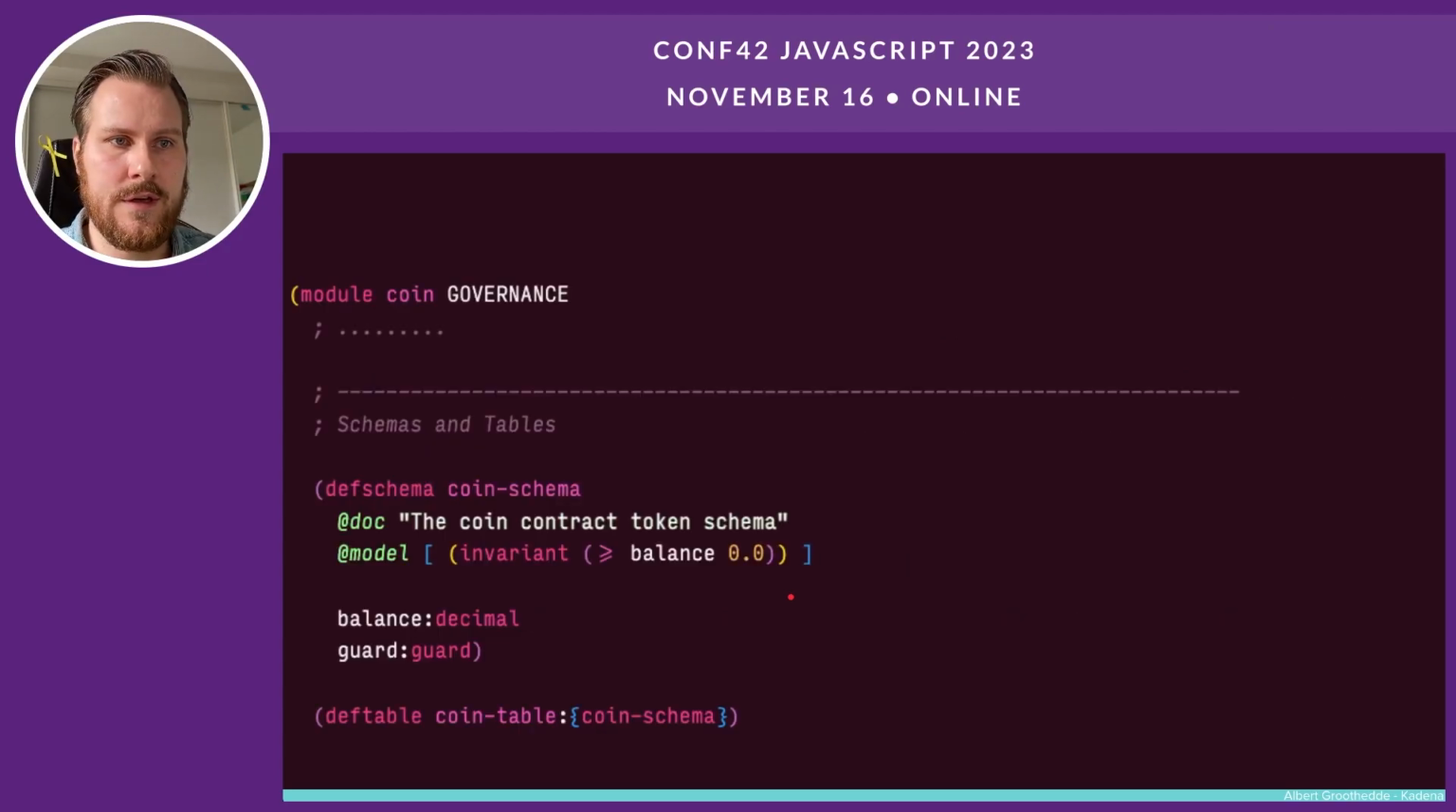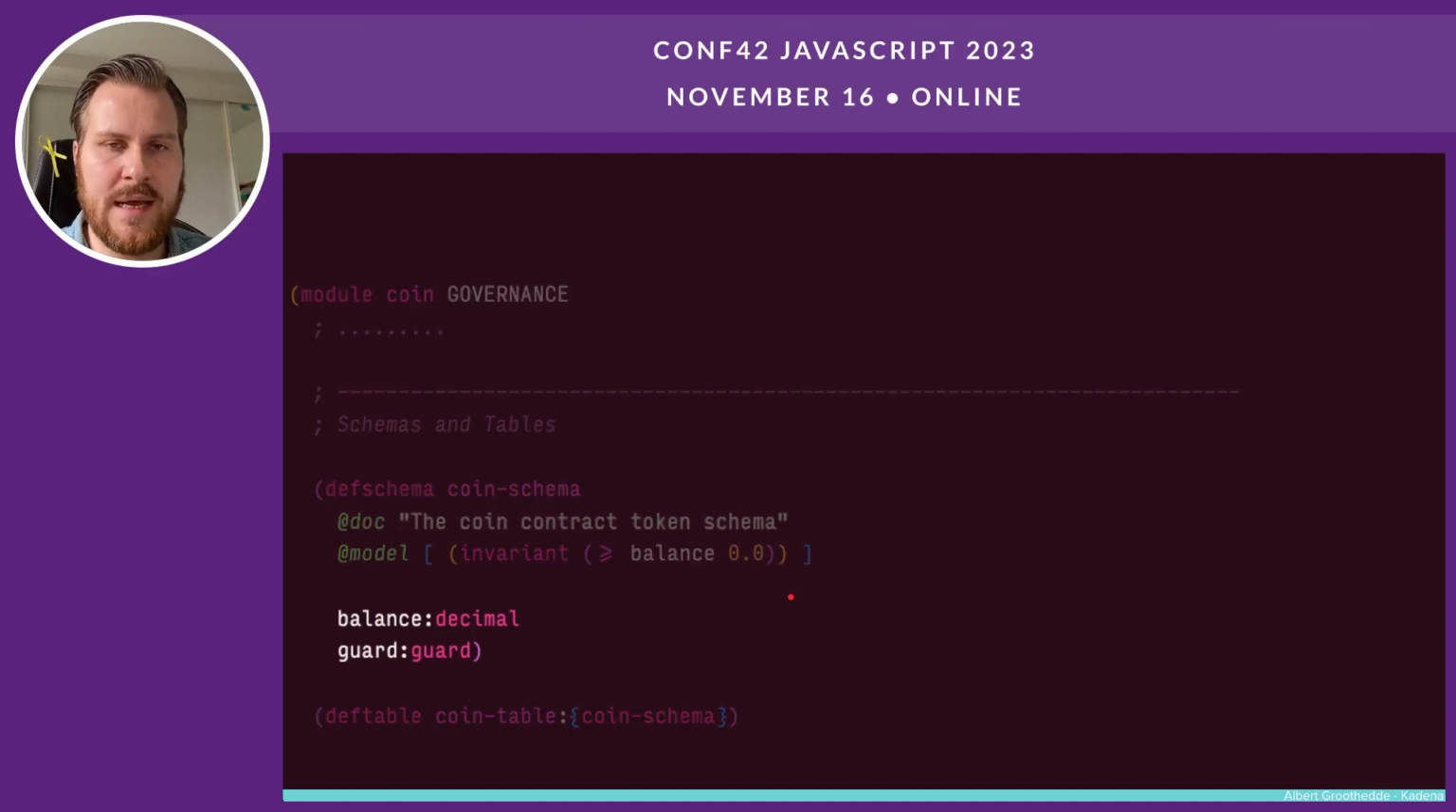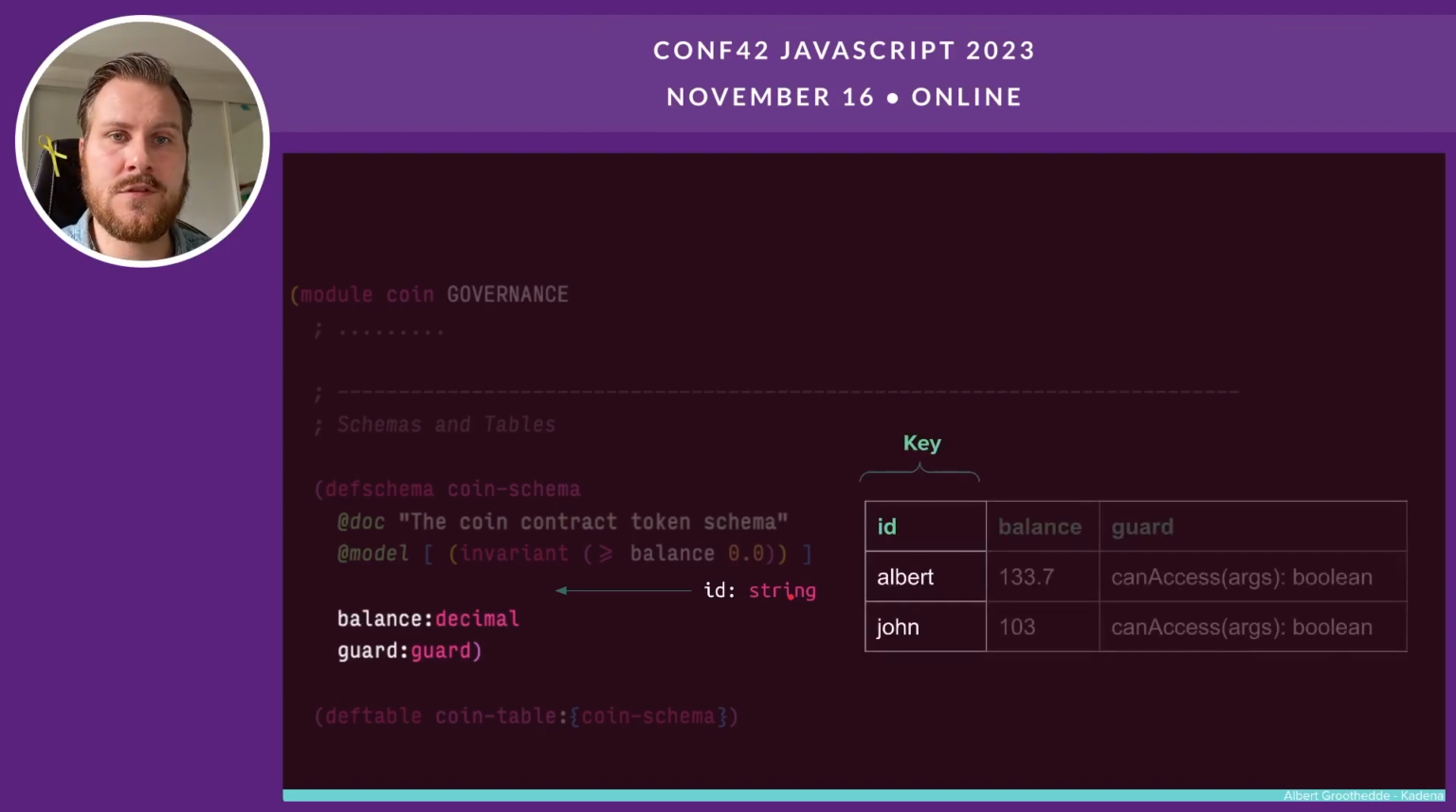Let's go into this one first. Here we see that we have the coin schema. So this is a schema definition of what this particular smart contract will work with. In this case, the coin smart contract will work with a key value pair where the value is defined as balance and guard. And the key is actually the ID that we're working with, which is the account name. So it looks like this.